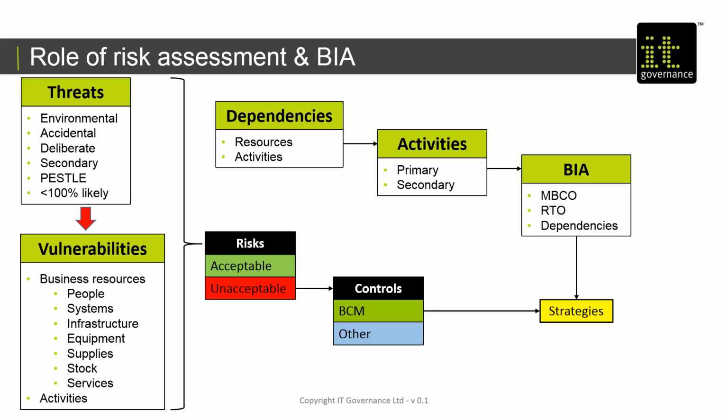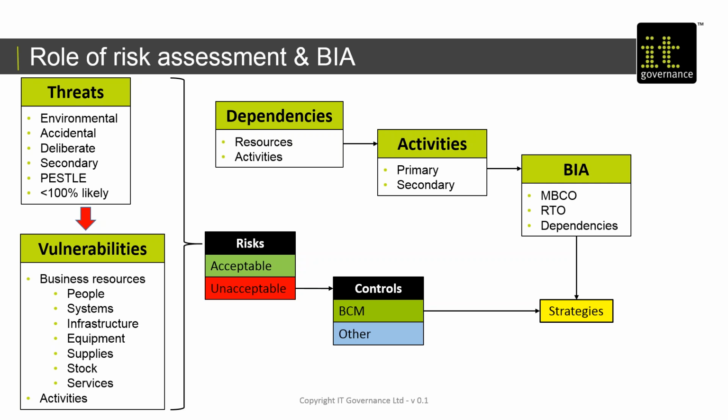The risks that are unacceptable, we want to identify some kind of control strategy for, whether that's a business continuity capability, which will include a business continuity plan, or other things. The business continuity capabilities should feed into the overall strategy for what will happen to this organization in the event of some disruption. So that identifies really the scenarios in which recovery capabilities are needed.